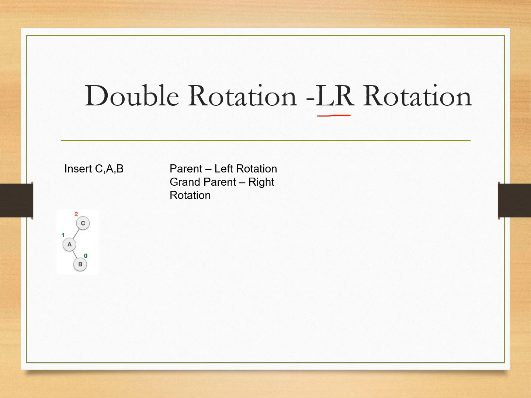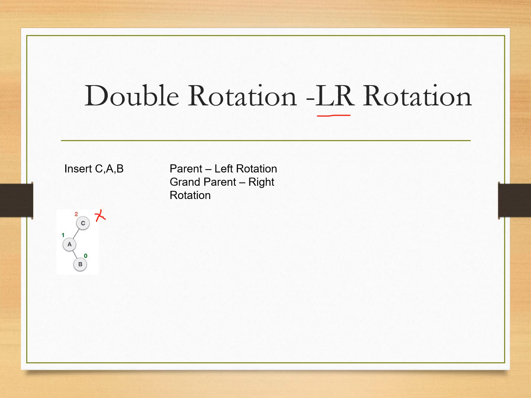Assume we have CAB. I want to insert CAB. So C is a root, A is lesser than C, so to the left, B is greater than A, so to the right. So now you check for the balancing factor. For B it is 0, for A it is 1, for C the height is 1, 2 minus 0. So 2 minus 0 is 2.